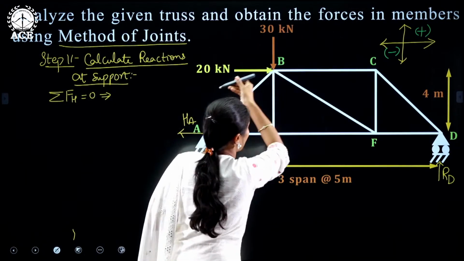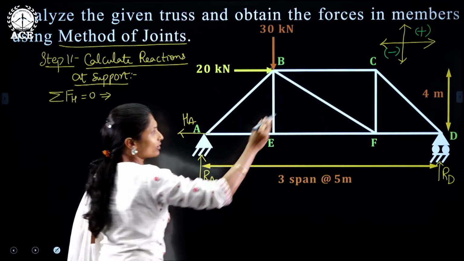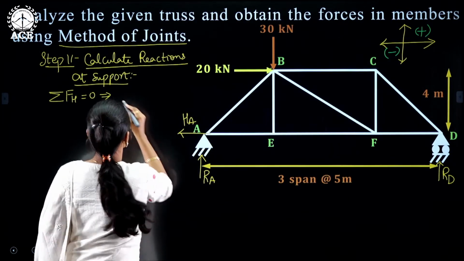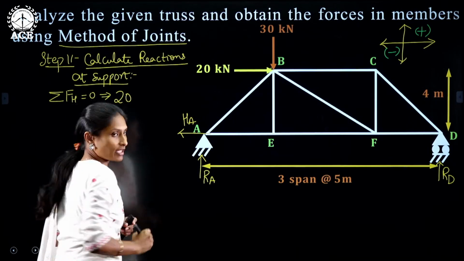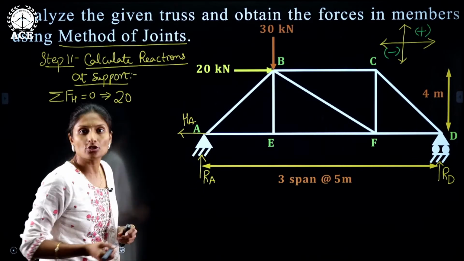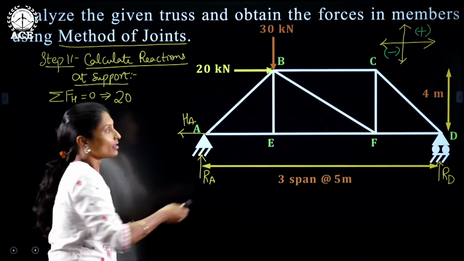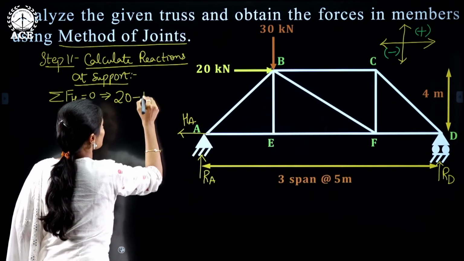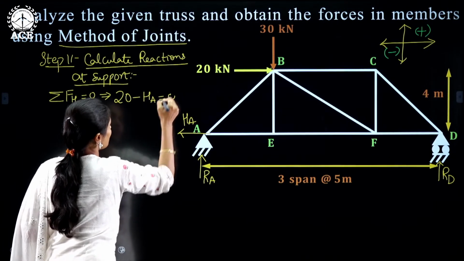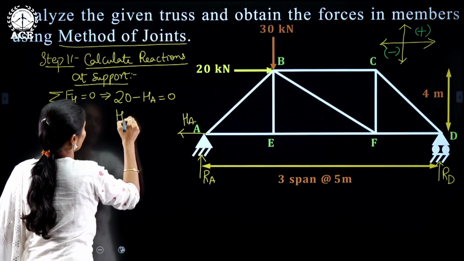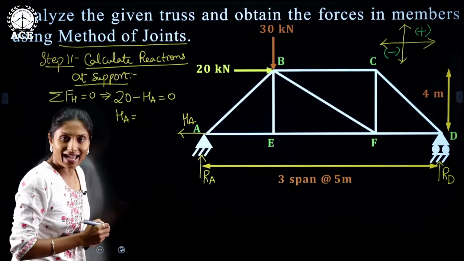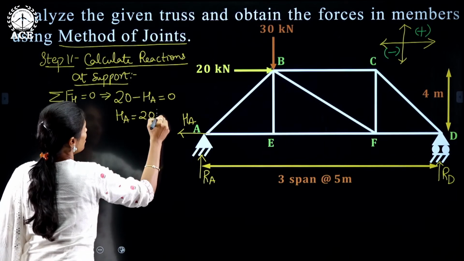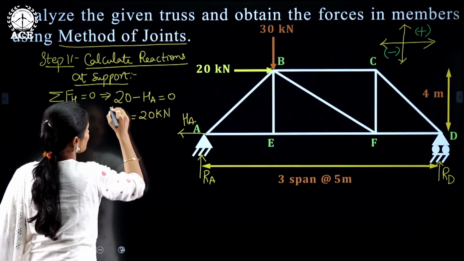20 kilonewtons is acting towards the right. So the right side force is assumed to be positive, right? So 20 kilonewtons, and HA is acting towards the left. The left acting force is assumed to be negative. So 20 minus HA equals to 0. From this equation we can write the horizontal reaction at A, HA, is equals to 20 kilonewtons.